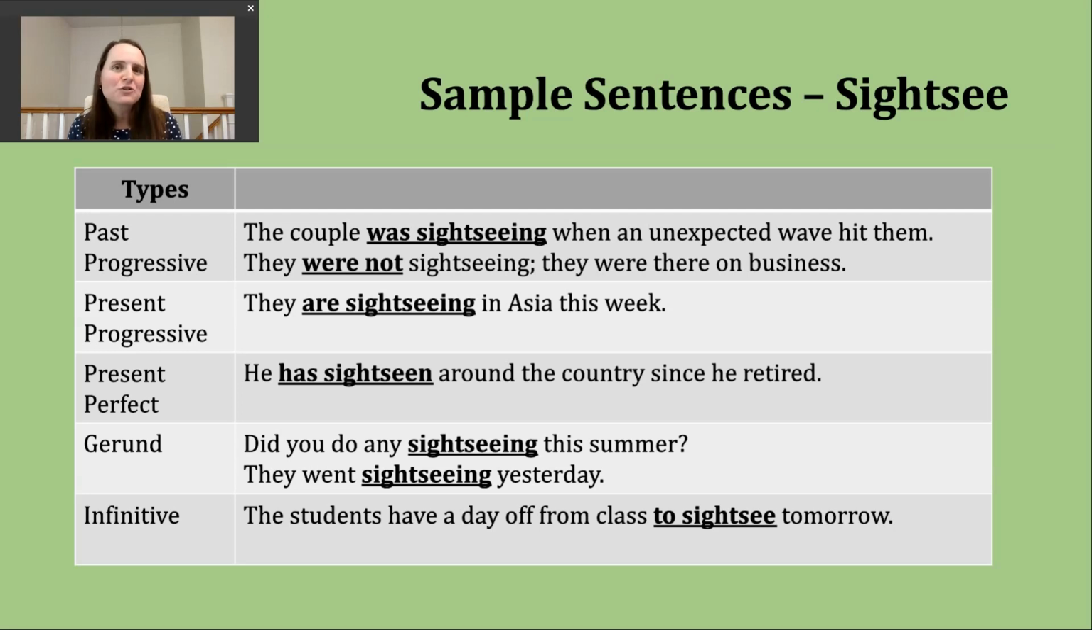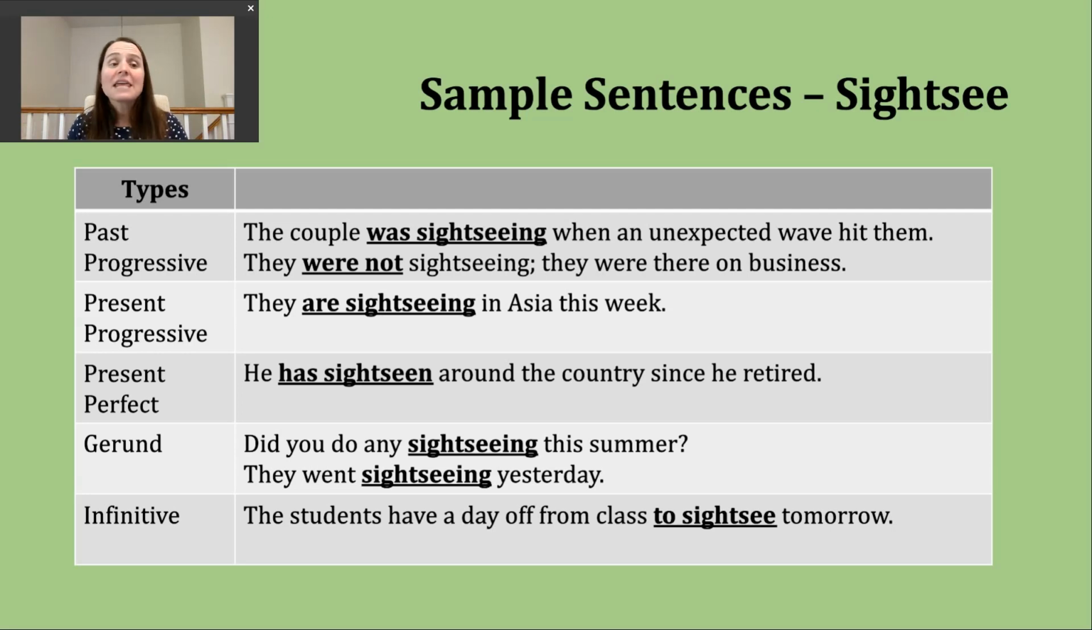Another thing I thought was interesting about this sentence, the word couple refers to two people, right? But the noun couple is singular, so that's why I'm using was there. I know that sometimes gets a little tricky for my students as well. Second sentence, they were not sightseeing, they were there on business. So again, kind of describing an ongoing action there.